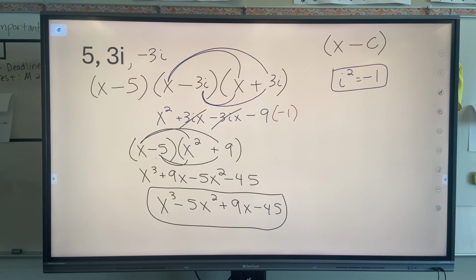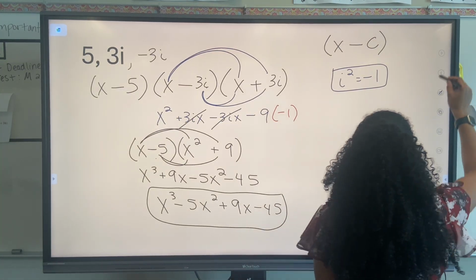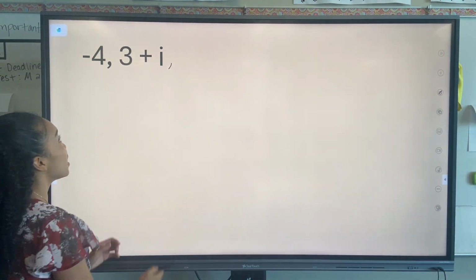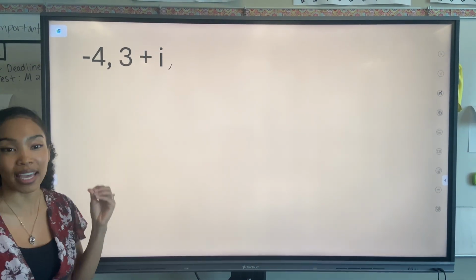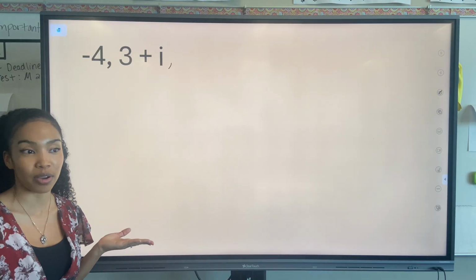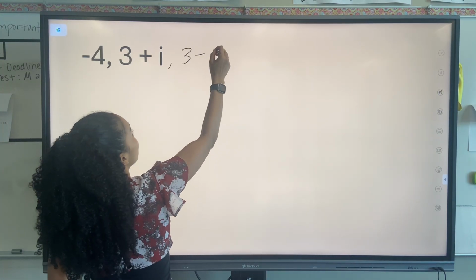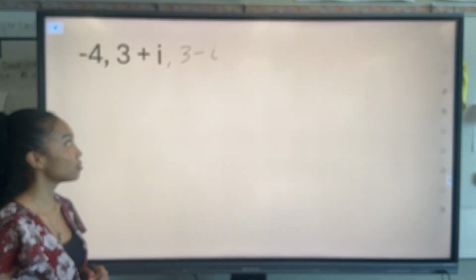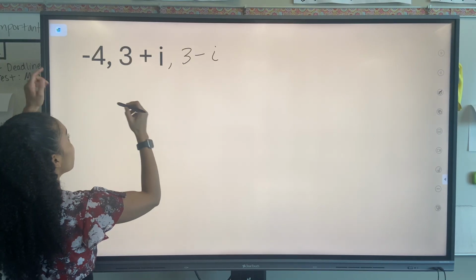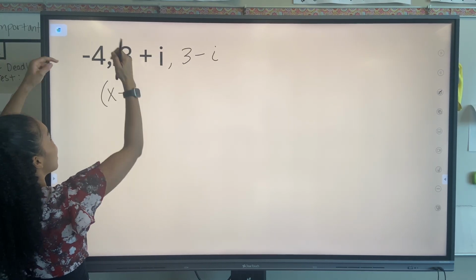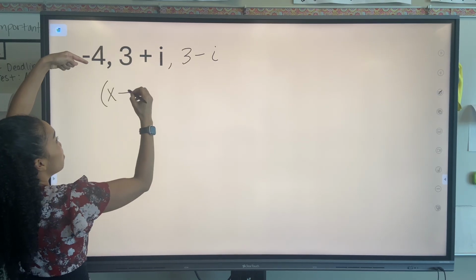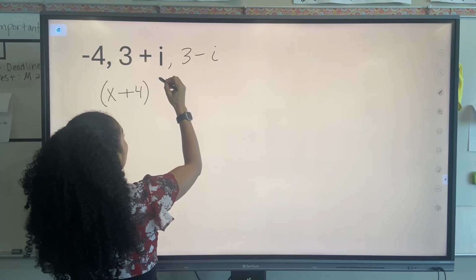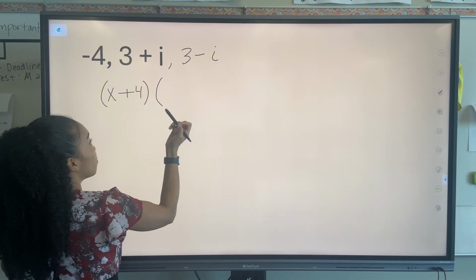All right, let's do the next one. We're gonna do a more challenging one. Okay, guys, based off of our notes, if 3 plus i is a 0, what else should be a 0? 3 minus i. Exactly. So you need to add that in. They come in pairs. Okay, now let's write the factors. It's x minus, and then this answer, what will it become? X plus 4. Yep.